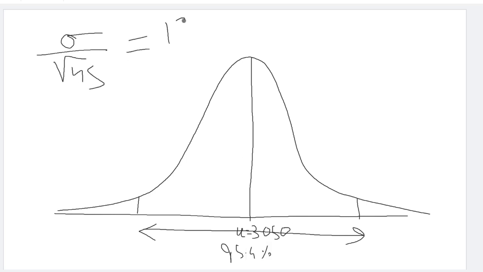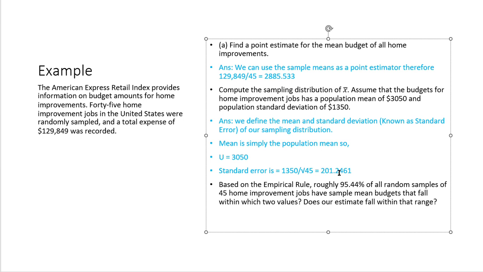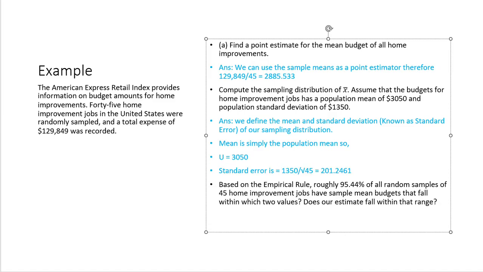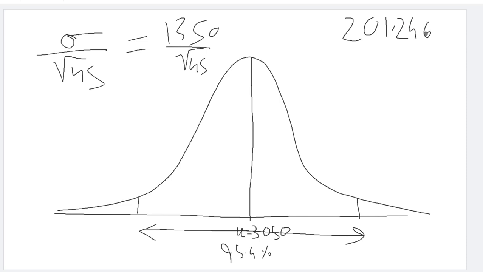And that is equal to 1350 over root 45, or I think we've already calculated that. Yeah, so it's 201.2461, our standard error. Let me just check that again. It's 2461. Perfect. So two standard deviations. So we're gonna have our upper bound 3050 plus 201.2461 multiplied by 2, right? Because two standard deviations ahead.